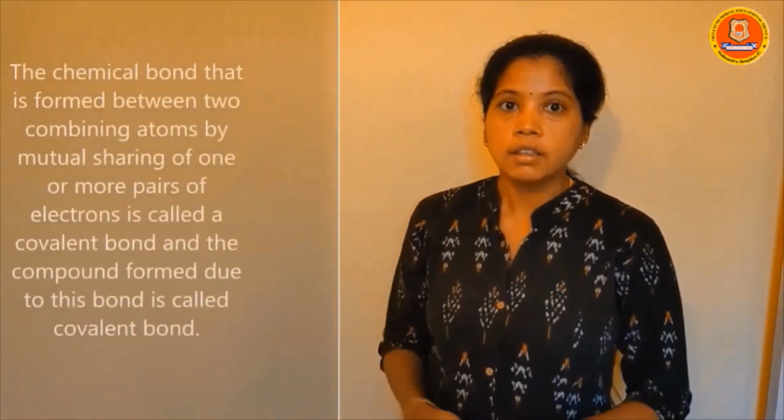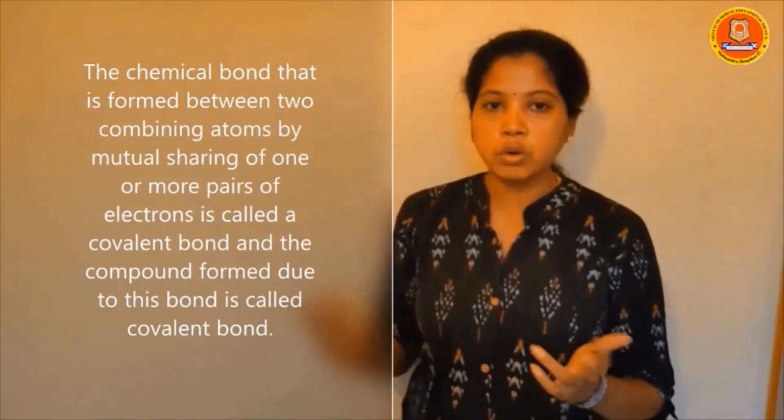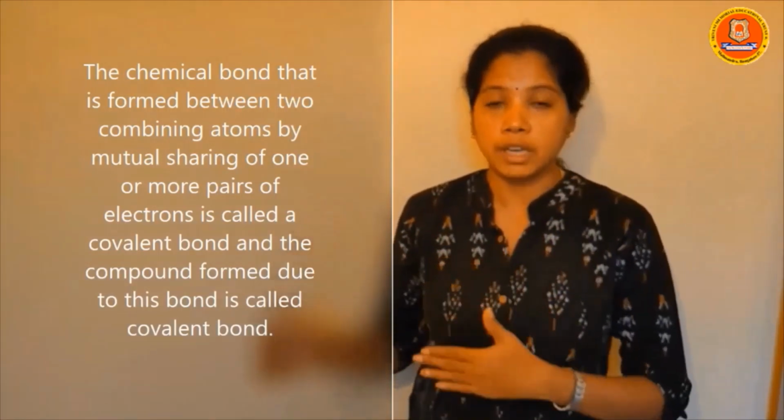Hi everyone. Today in this video we are going to study about covalent bond. What is a covalent bond? So how do we define a covalent bond? Covalent bond is defined as a bond formed by mutual sharing of electrons between two or more atoms. So it's a mutual sharing of electrons.